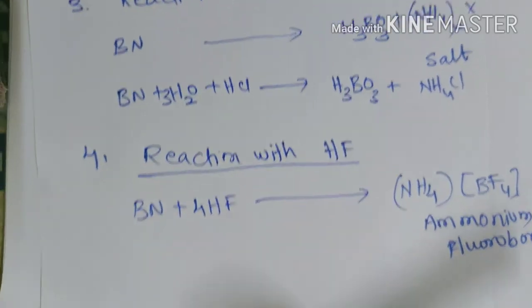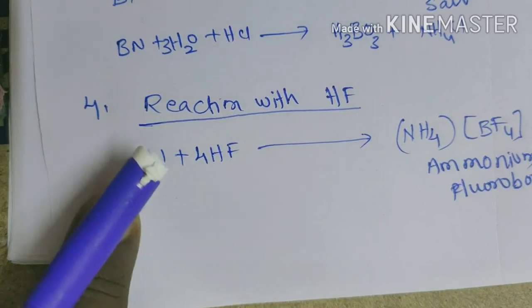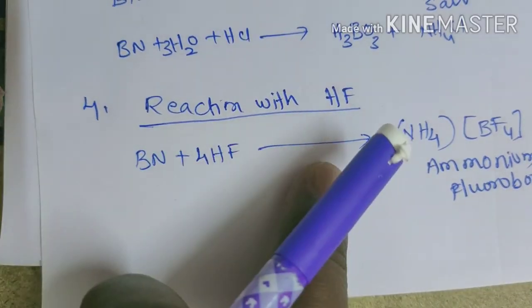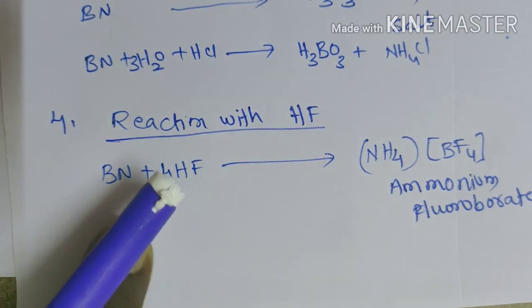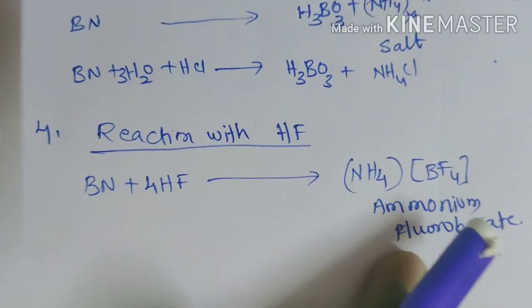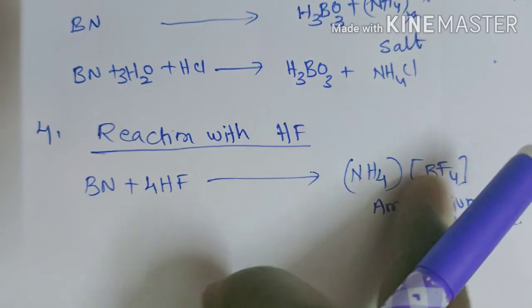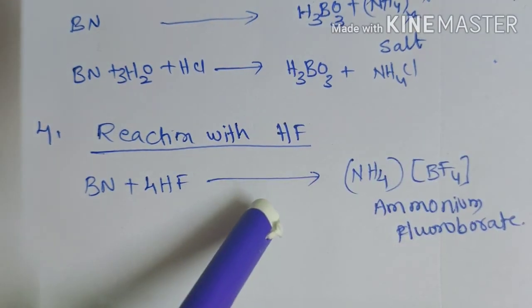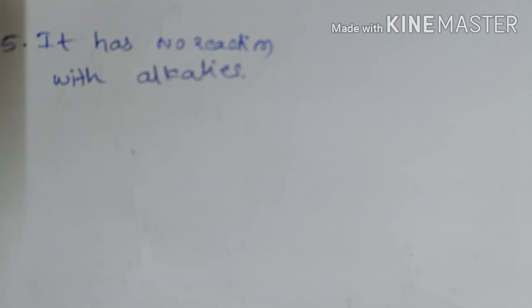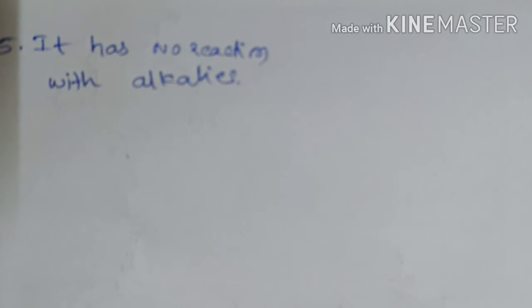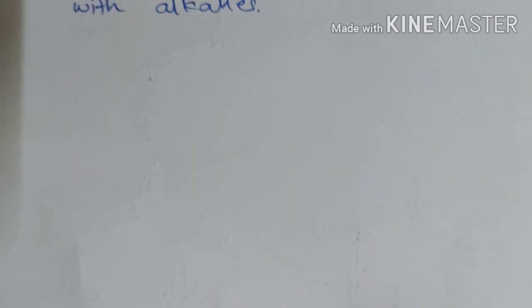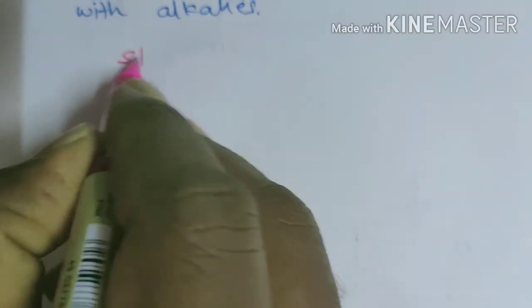Boron nitride reacts with HF also. HF means hydrogen fluoride. It forms ammonium fluoroborate, which is a complex compound. This boron nitride has no reaction with alkalis or bases. Now we discuss the structure of boron nitride.